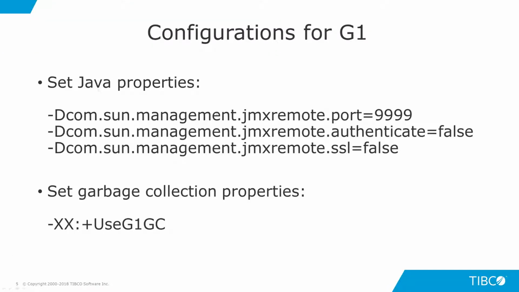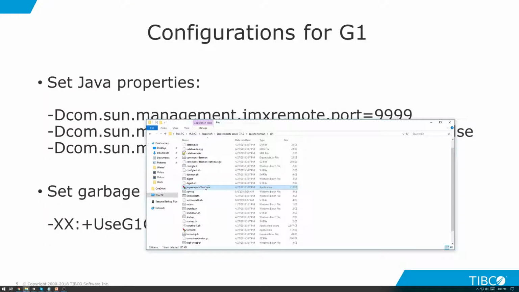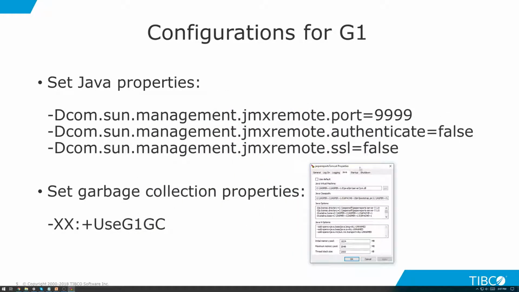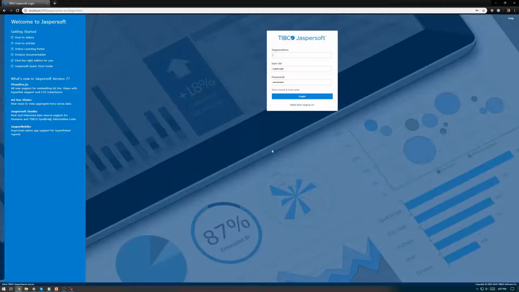So again, here are the properties just in case you need them, just for configuration purposes. So let me show you the brief overview of that again. Under Java options, you'll add those 4 properties. So let's see if our server is up now. Looks like it's still taking a second. Okay, now it's come up.